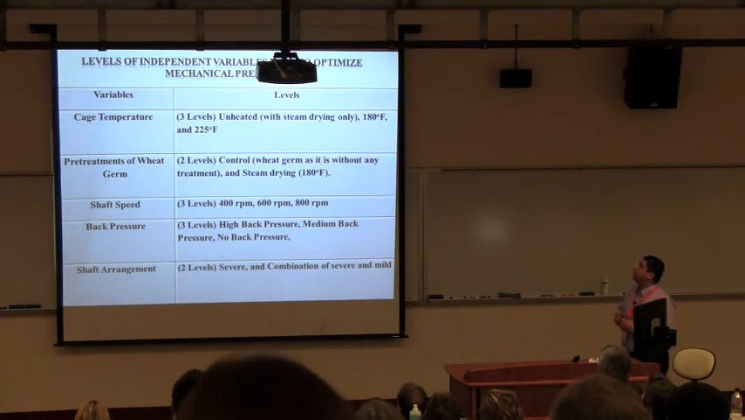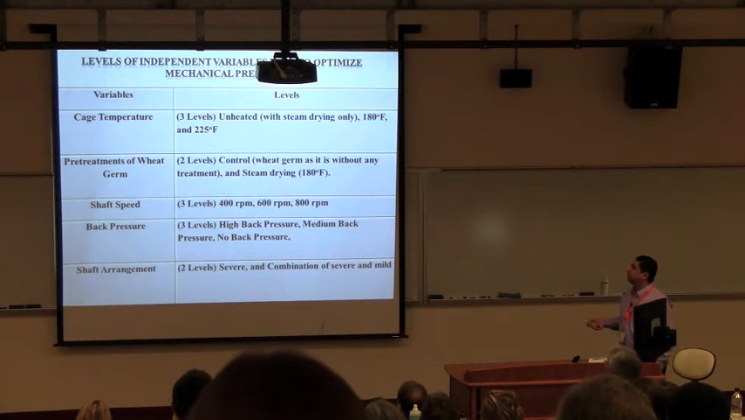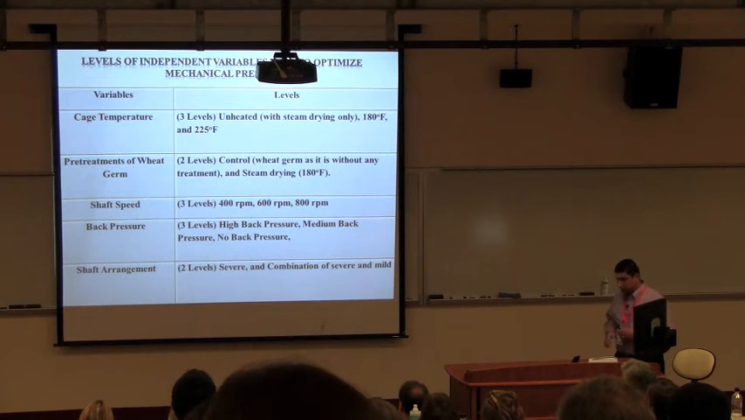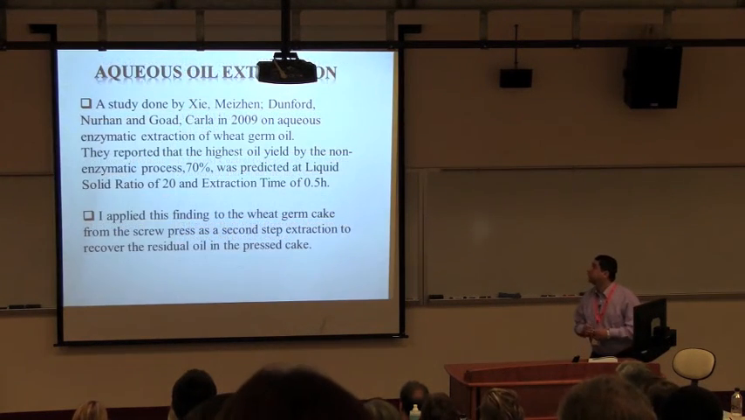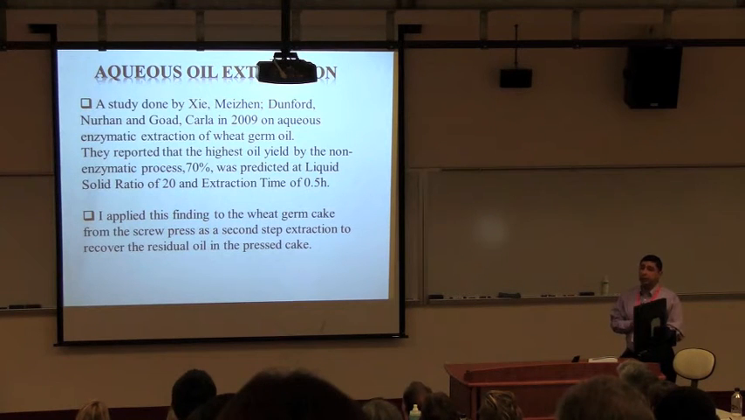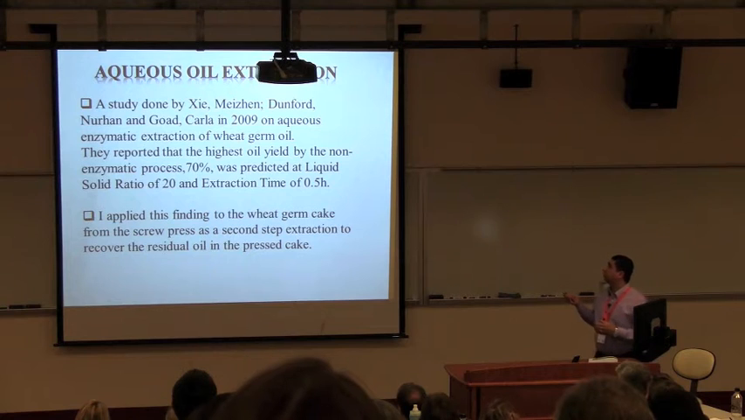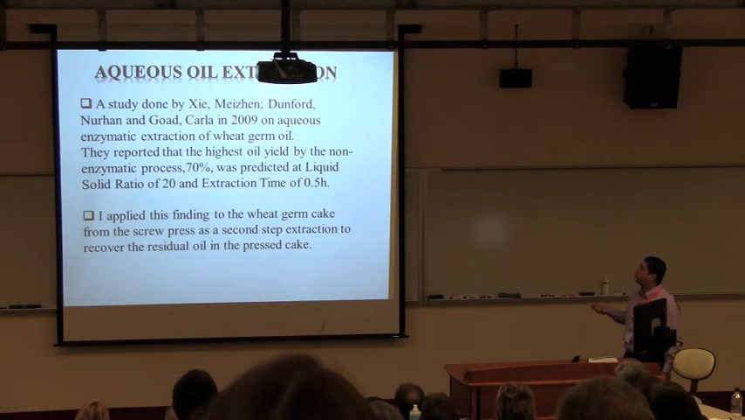This table shows the levels of the independent variables used in this study to optimize the system: temperature, pretreatment, shaft speed, barrel pressure, and shaft arrangement, with different levels of each variable. Studies done in 2000 and 2009 worked on aqueous enzymatic extraction for wheat germ oil.